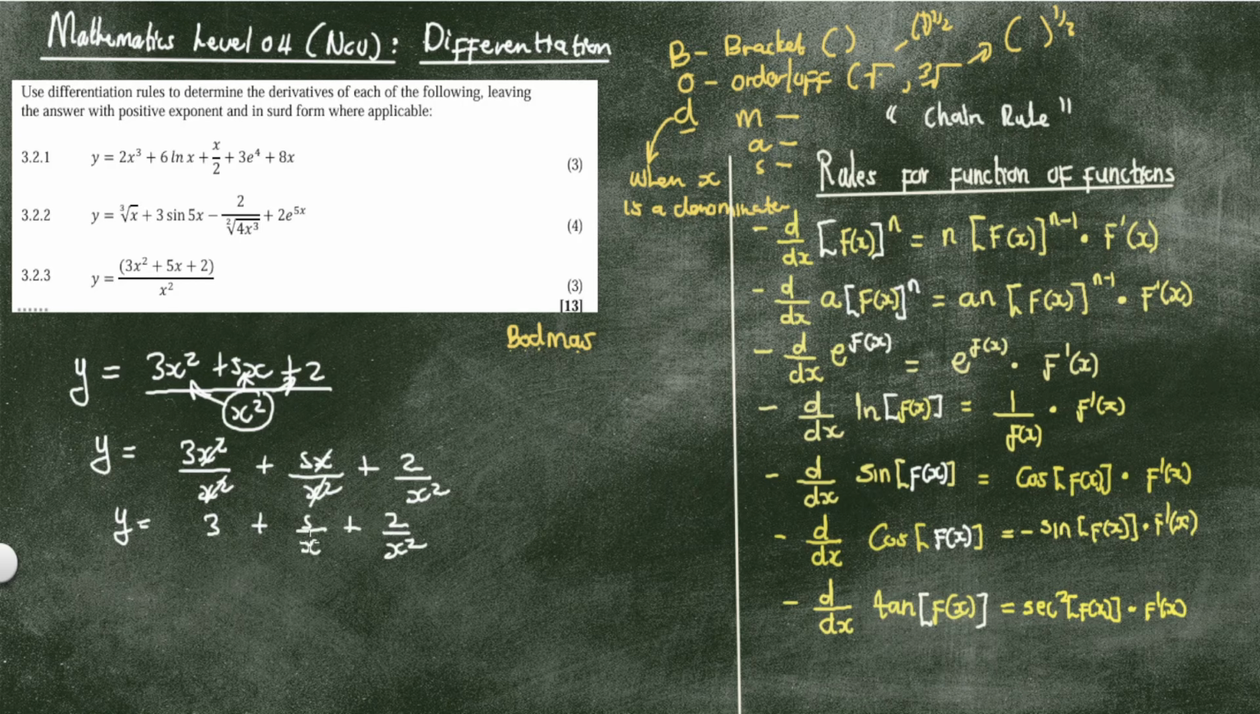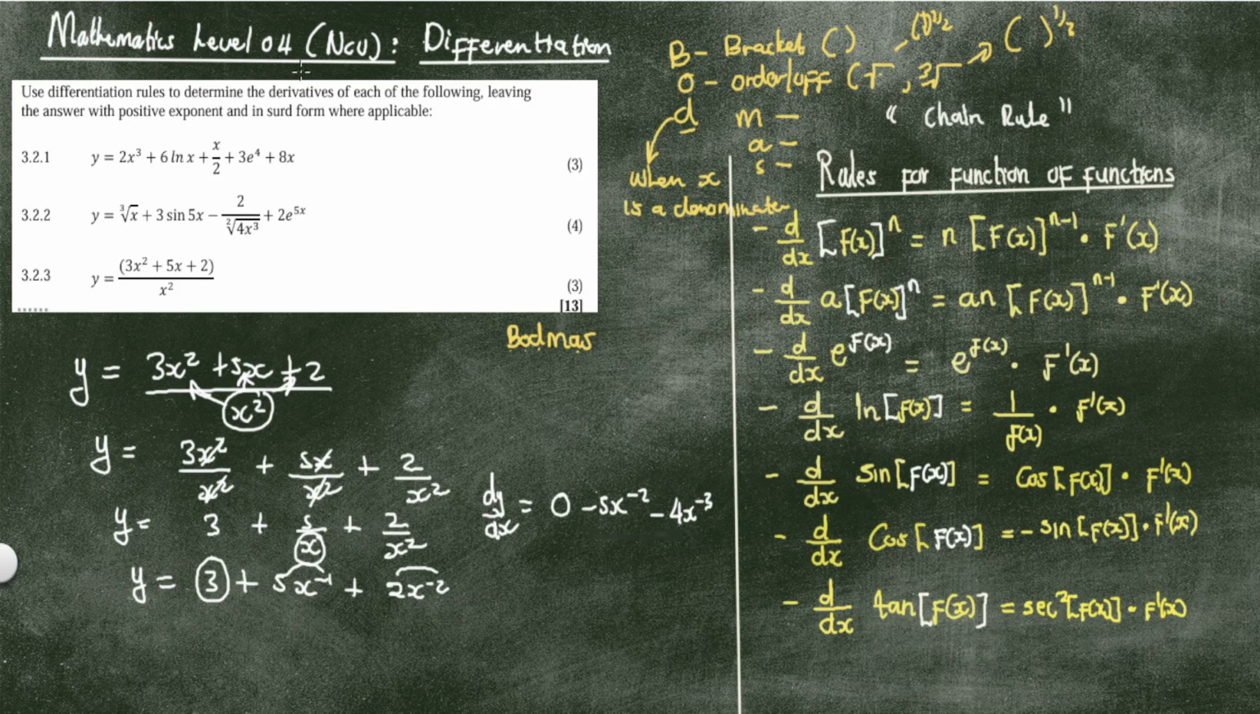Alright, still there's a problem. X is still a denominator. Now what do we do? We write 5x to the minus 1 plus 2x to the minus 2. Then we differentiate together. dy over dx is equal to, this is a constant, it's 0. Negative 1 times 5, that's negative 5x to the minus 2. This times that, it's minus 4x raised to exponent minus 3.